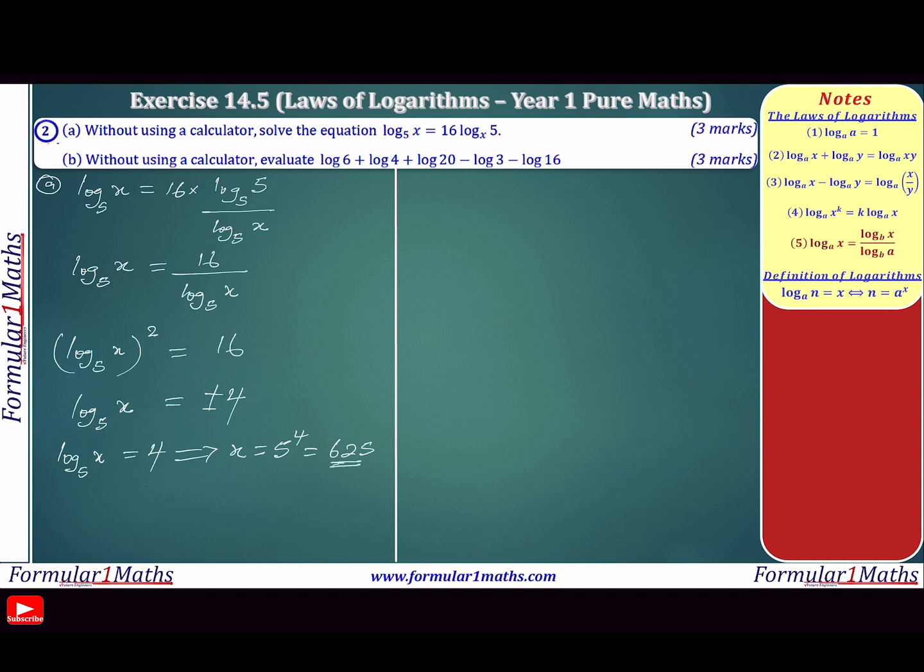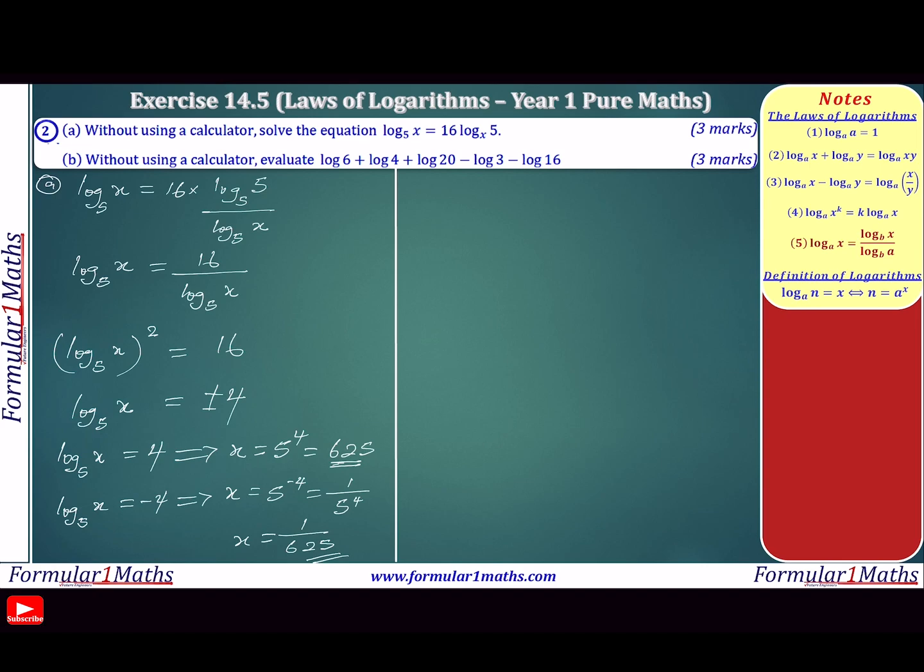Or we can have log to base 5 of x is equal to minus 4, which implies that x is equal to 5 to the minus 4, again using the definition rule here. And this will be equal to 1 over 5 to the power 4. And so x can also be equal to 1 over 625. So these are the two answers for question 2a.